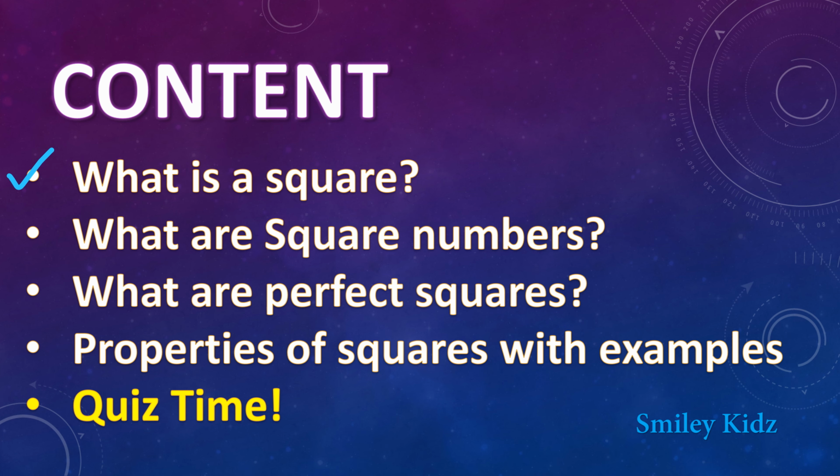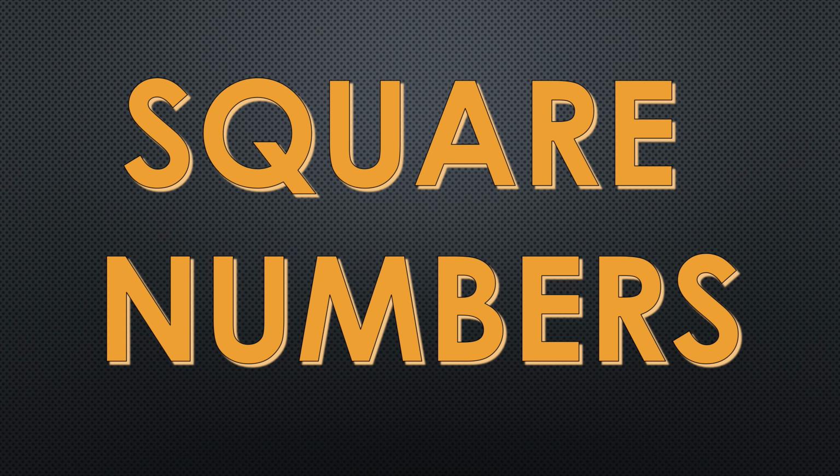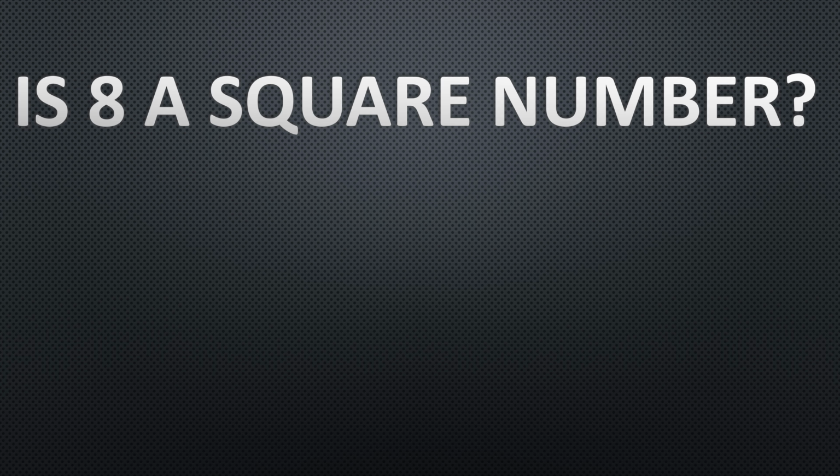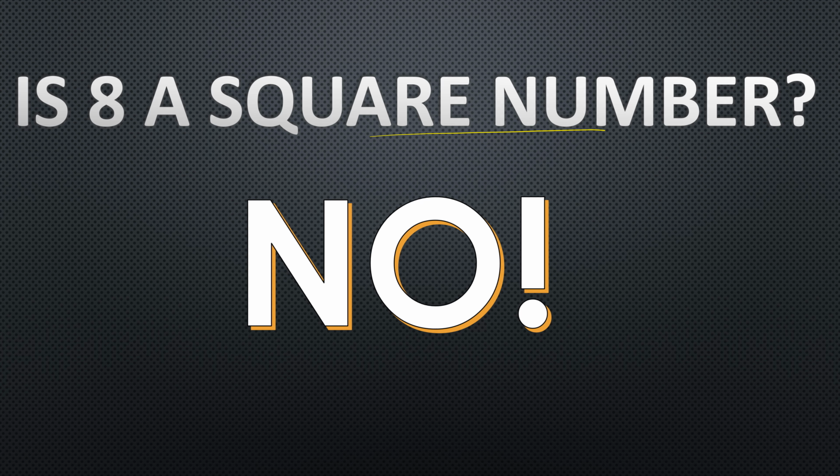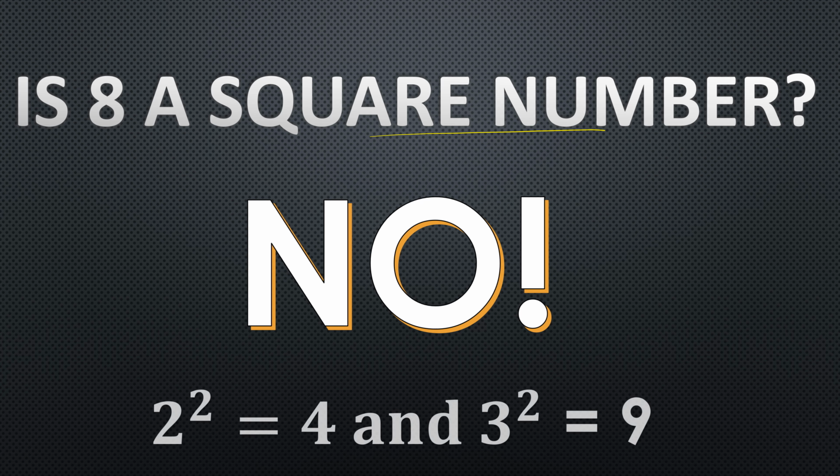What are square numbers? Is 8 a square number? No, 8 is not a square number. Why is it not a square number? Because 2 square is 4 and 3 square is 9. 8 lies between 4 and 9. But there is no natural number between 2 and 3 to obtain 8 as the square number. So 8 is not a square number.